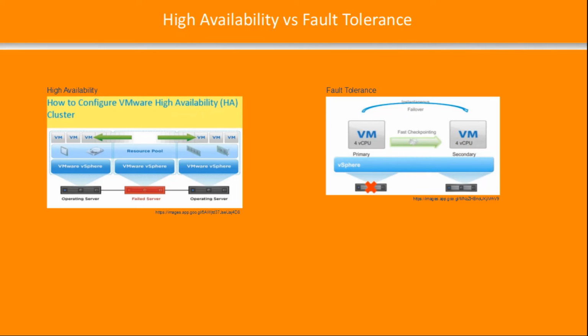In comparison, fault tolerance provides instantaneous failover. However, some of the limitations include the maximum capability of a VM in a fault-tolerant domain to be only 4 virtual CPUs. Again, fault tolerance supports failure against hardware going down or even a virtual machine not functioning.